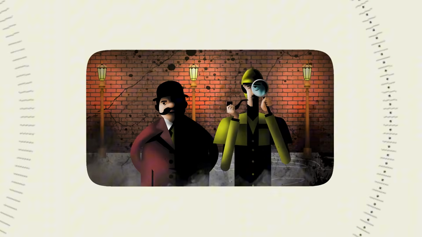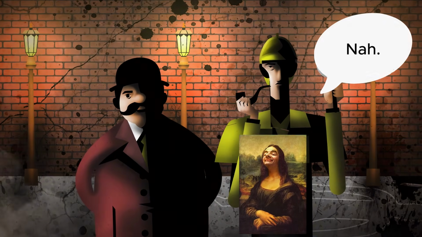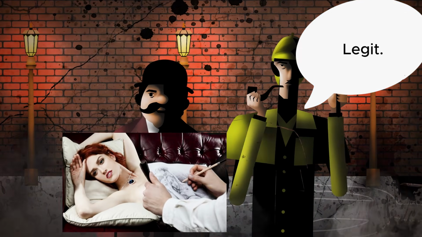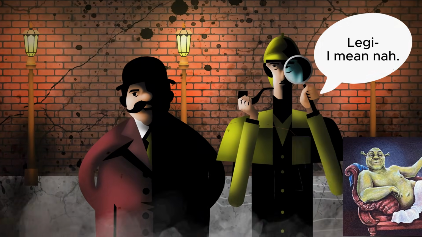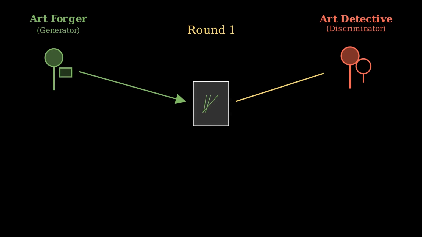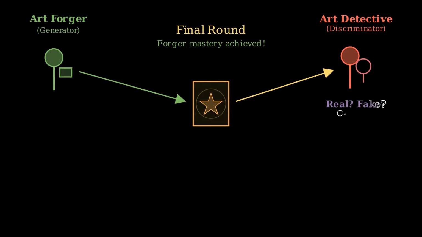Think of it like an art forger and an art detective. The forger keeps producing fake paintings, trying to fool the detective. The detective keeps getting better at spotting fakes. So the forger has to get better too. Back and forth, round after round, until the forger is so good that even the detective can't tell the difference anymore. That's exactly how a GAN trains.